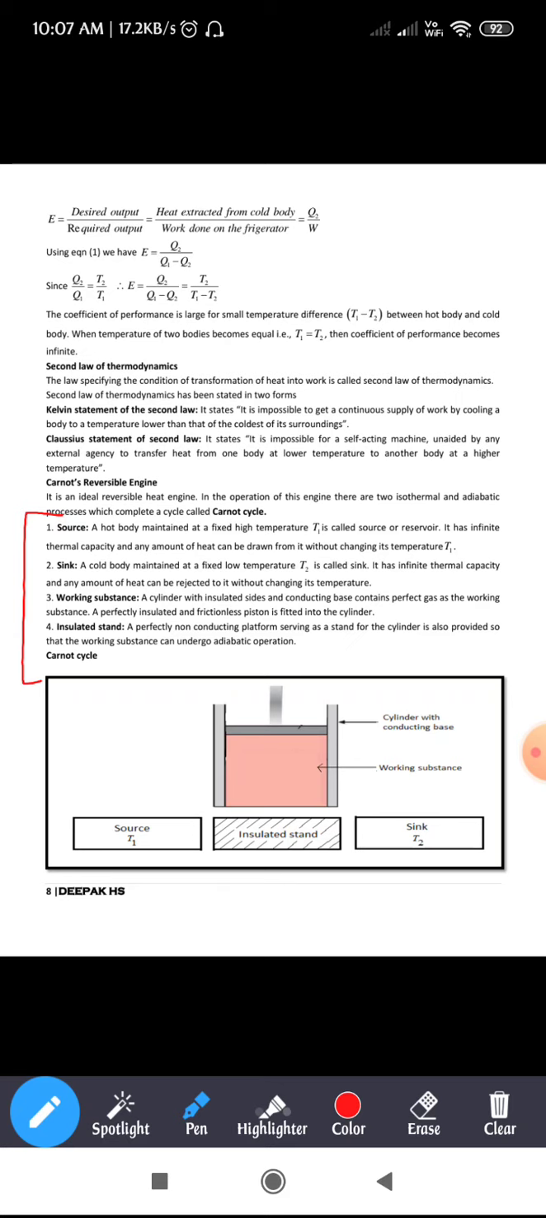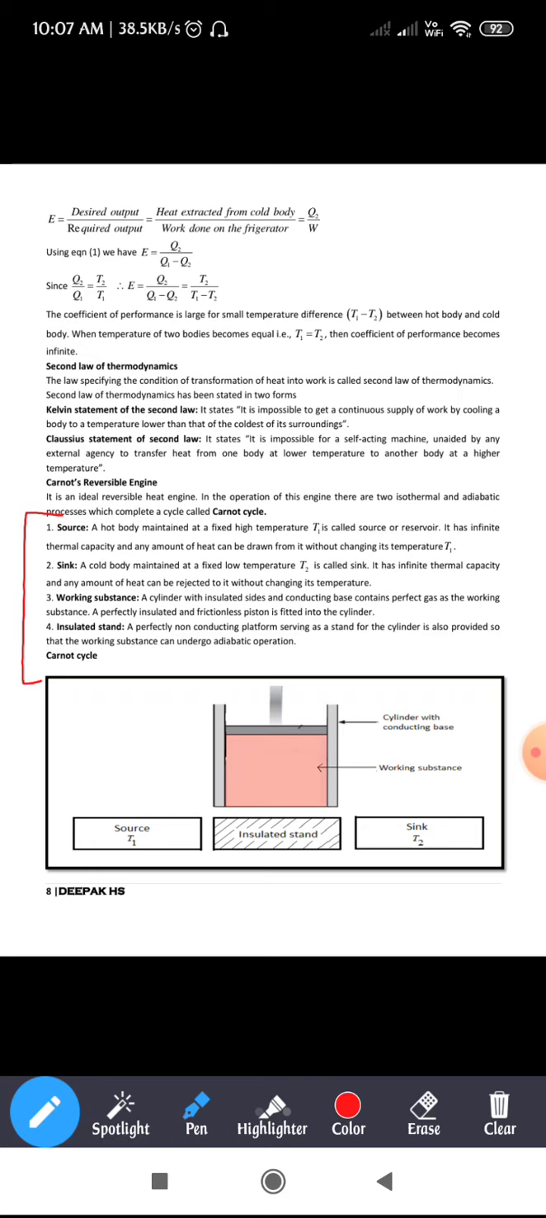Just like if you consider a sea, if you take a bucket of water out of that sea, does it matter? It's negligible, right? In the same way, even if you draw some amount of heat from the source, the temperature of the source remains constant, that is T1.